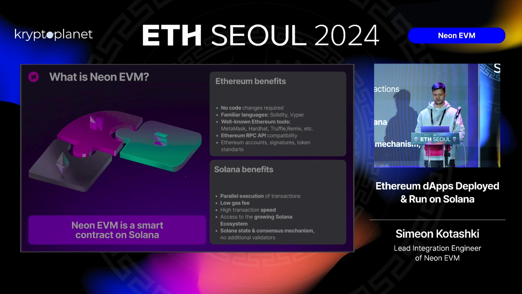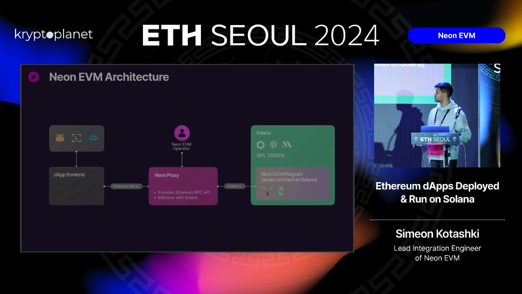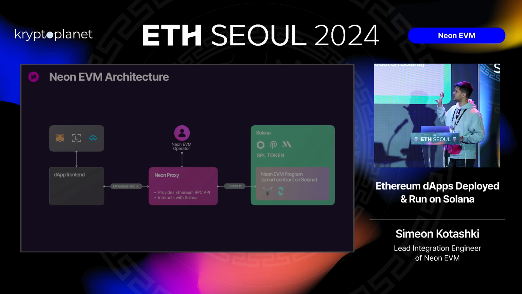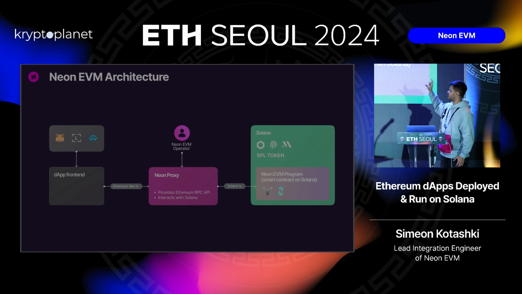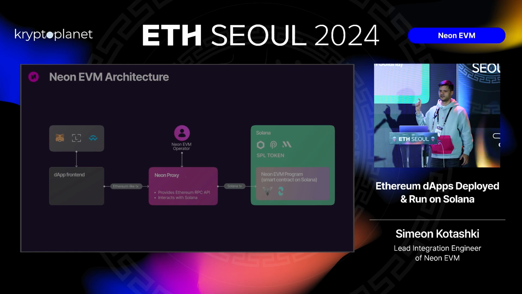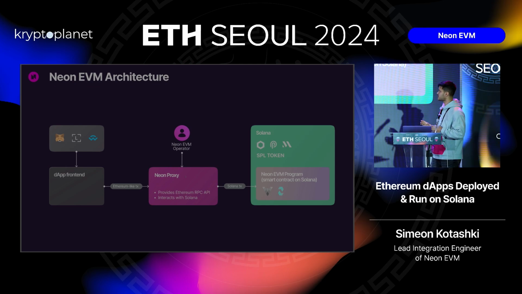So how does it work? As I mentioned to you, Neon EVM is a smart contract in Solana, and I want to share with you in a nutshell what the Neon EVM architecture looks like. So we have Solana, and Neon EVM is actually a program in Solana that can understand and execute EVM bytecode inside the Solana virtual machine. But this is one part of our architecture.